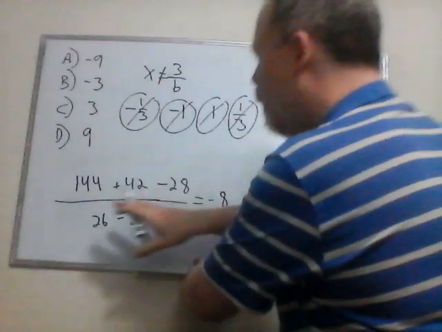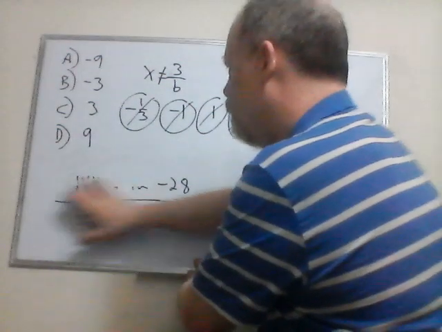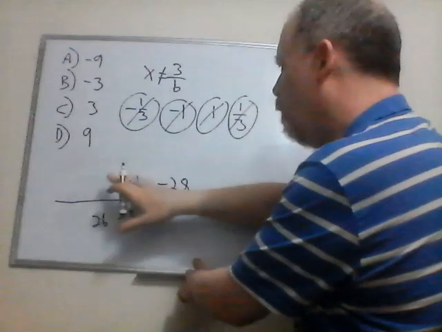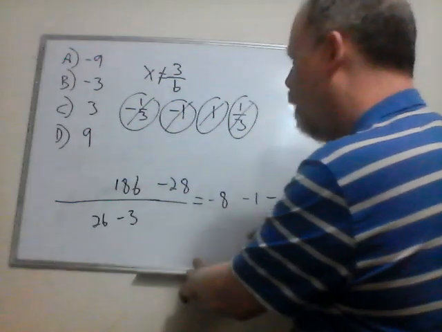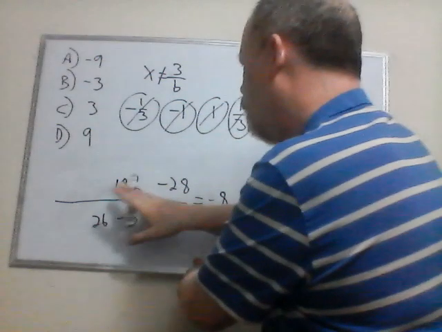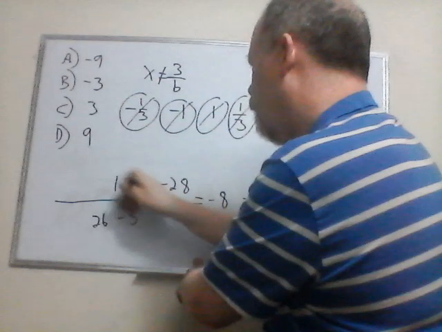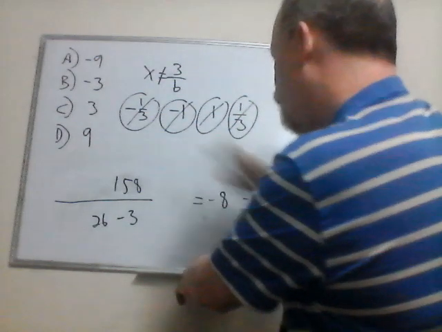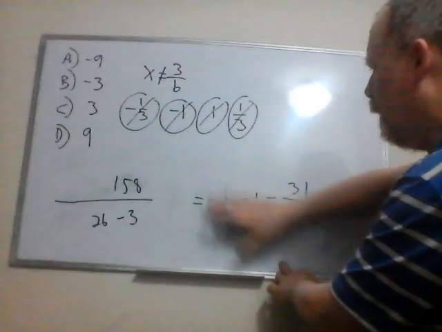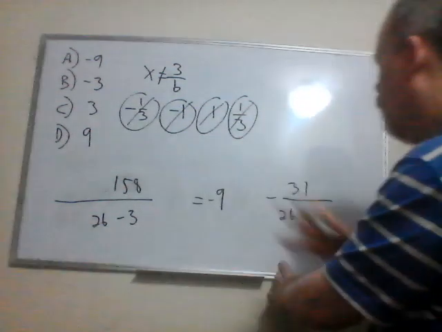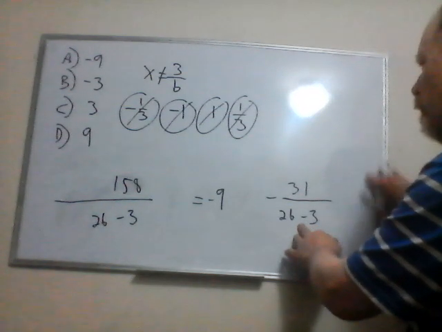So this becomes 186 there, right? Yes, 186 minus 28 is going to become 158. I think that's right. 158. Okay, from there, this is minus 9. This is not my favorite brand of marker. It's very messy. Okay, here we go.